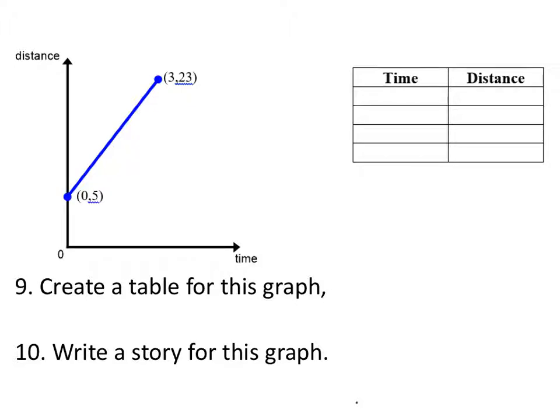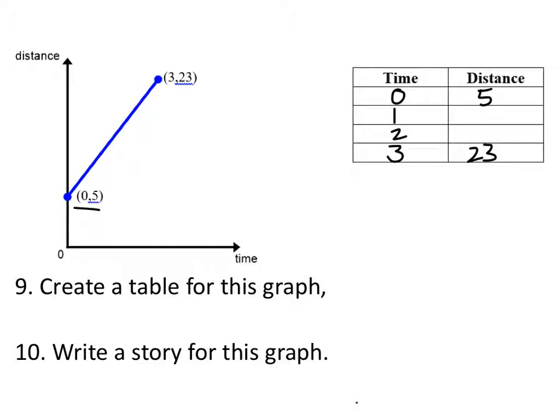All right, 9 and 10, create a table for this graph and then write a story for this graph. 1 minute on this one, go. Create the table for this graph. Nice thing is they gave us this first point. When the time is 0, it's a distance of 5. And then also at a time of 3, the distance is 23. So we can fill this in with 1 and 2. We just got to figure out what these values are.